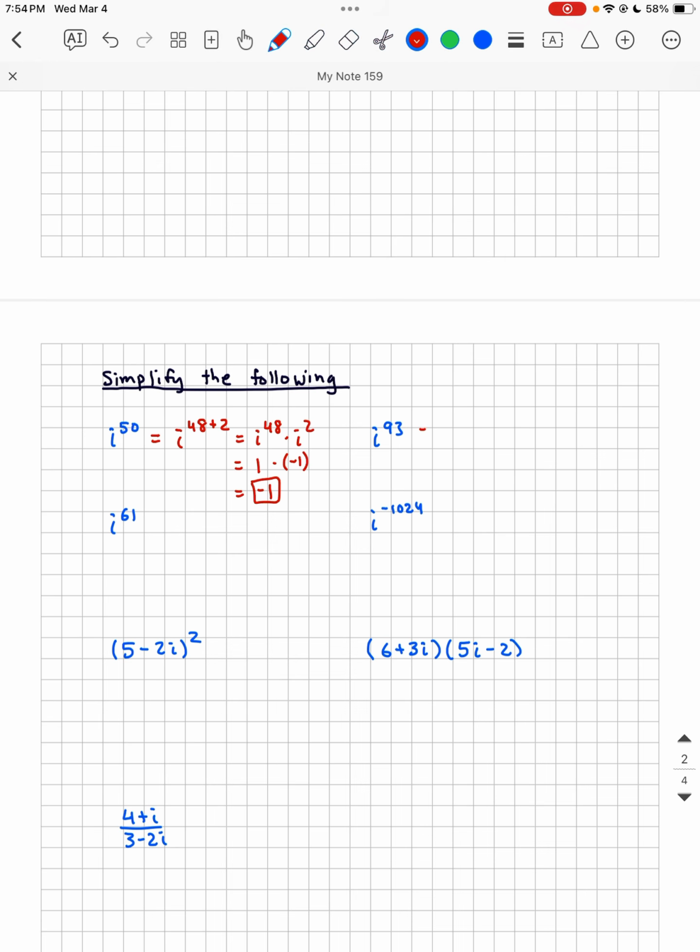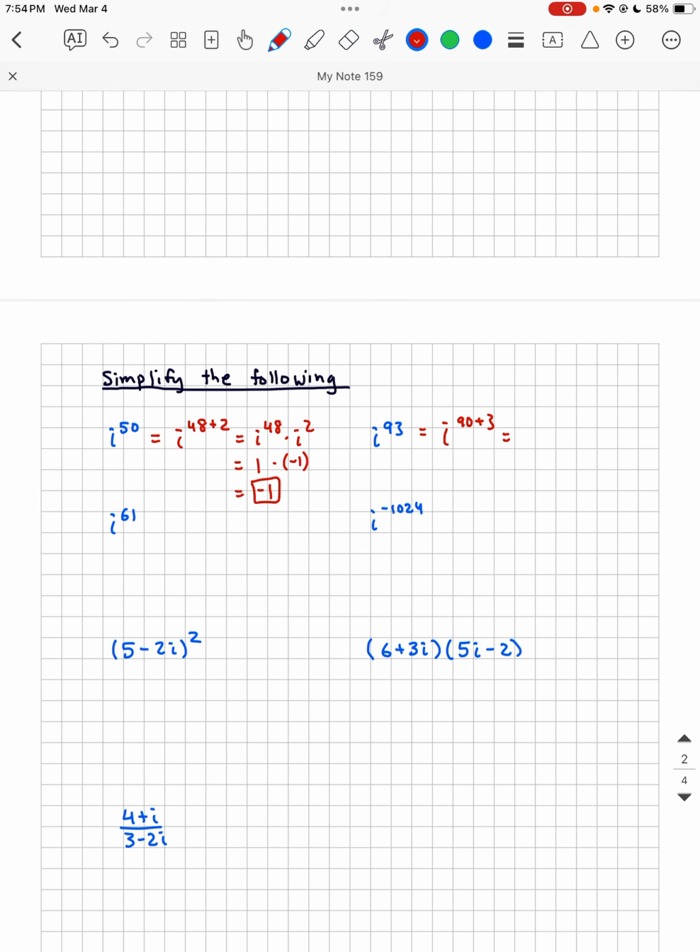Okay. For i to the 93, we can use exactly the same idea. Again, first things first, we're going to rewrite i to the 93 as a multiple of 4. So 93, I am looking at it as 90, plus 3. Try always not to go over if you can, because that just makes your life a lot easier.